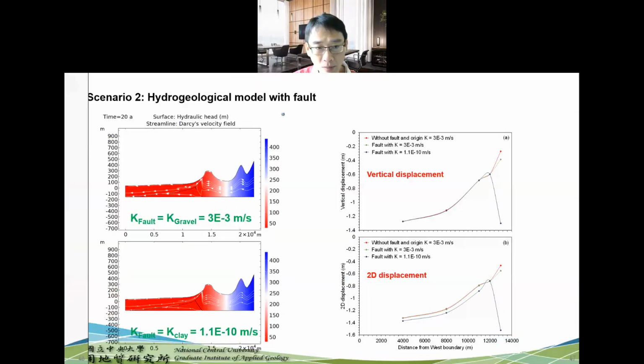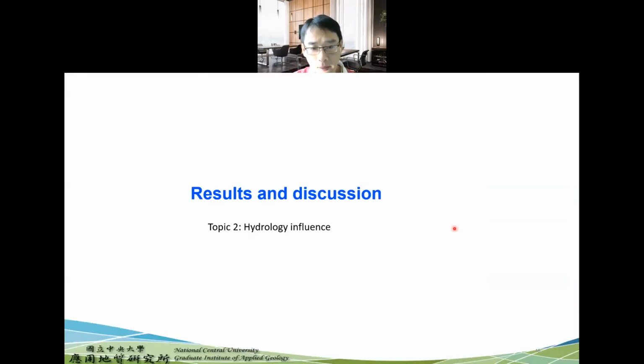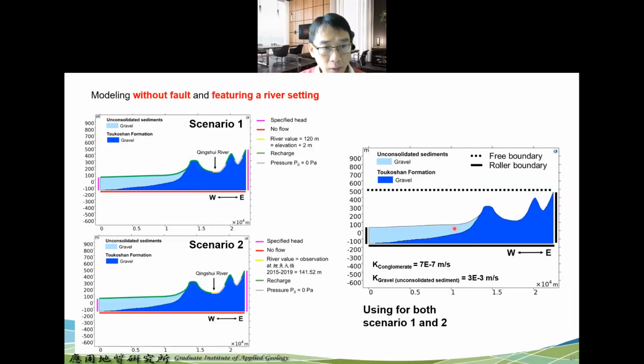And displacement escape. Okay, and compression escape. And the second part is we try to use hydrological inferences to understand how the hydrology affects the result. So in this scenario, we put in the Qingxue River. In the previous scenario, we used no flow on the top surface, but right now we use recharge. We set up the recharge. We set up the Qingxue rivers to see how they look.